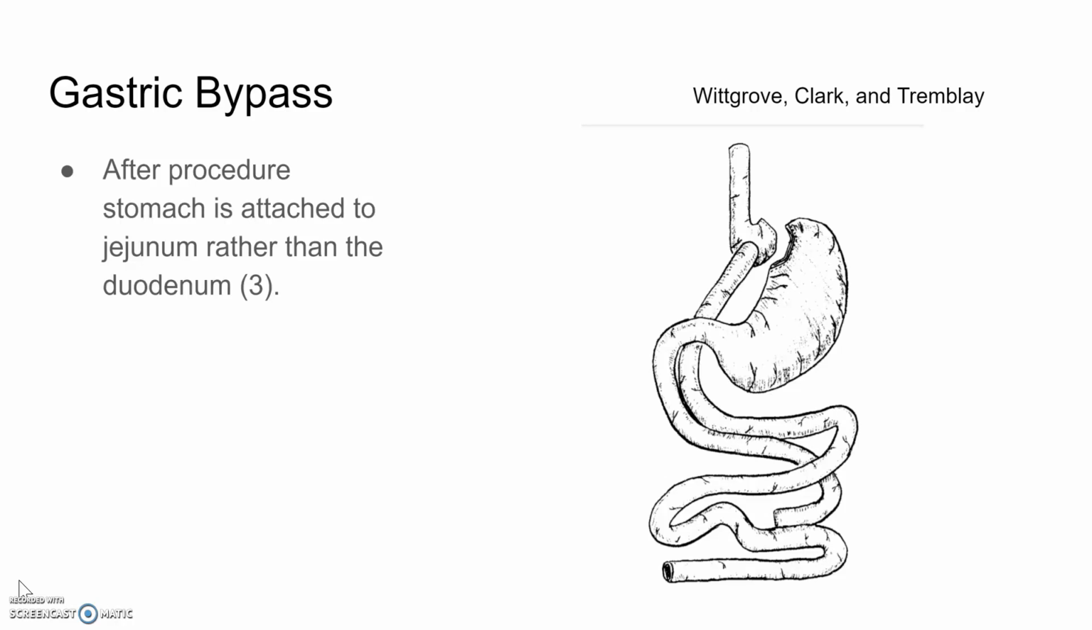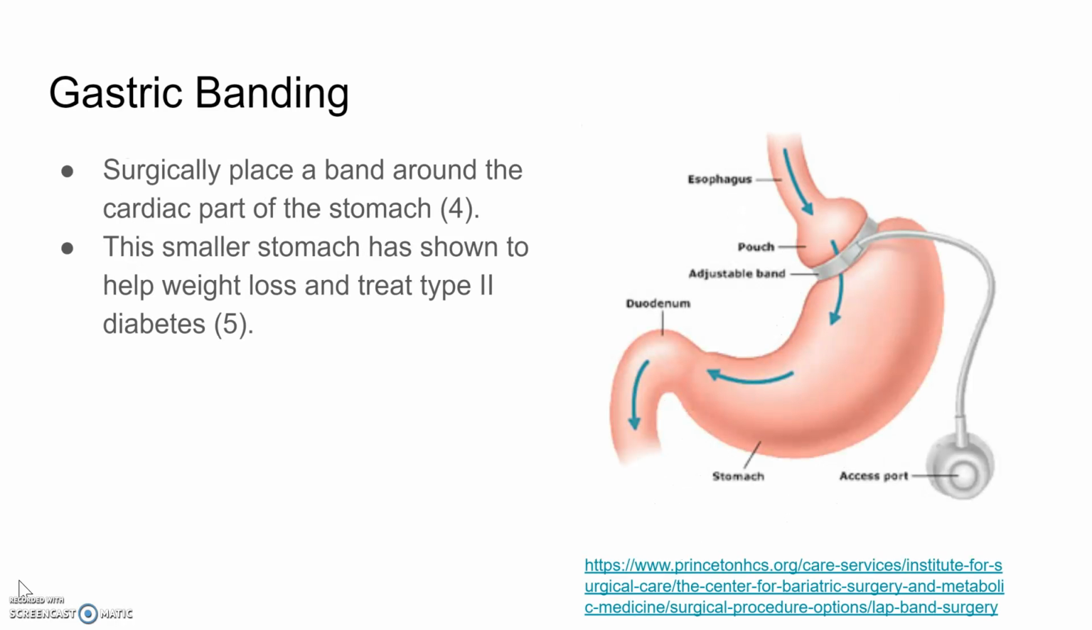So when the gastric bypass surgery is done, the stomach is anatomically smaller, reducing food consumption, and the duodenum is bypassed, which decreases calorie absorption to help the patient lose weight. The next bariatric surgery that we will discuss is the gastric banding.